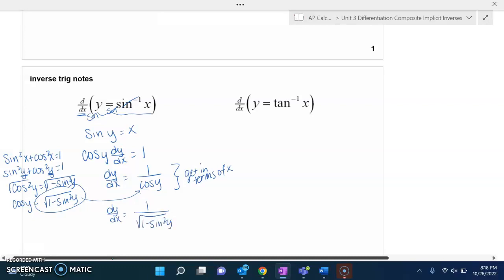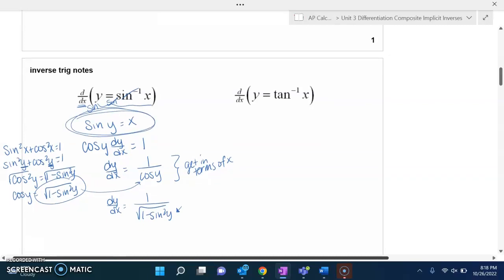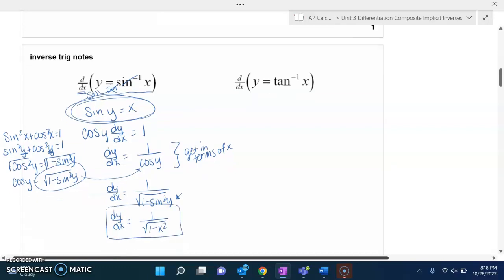If you look above, I have a relationship for sine y that's in terms of x. See that there? So sine y is equal to x. So now I can say 1 over the square root of 1 minus x squared. And there we go. That is the derivative of sine inverse of x. Like I said, all of this is me kind of proving why it is the way it is.